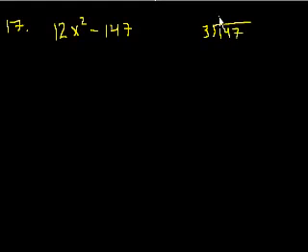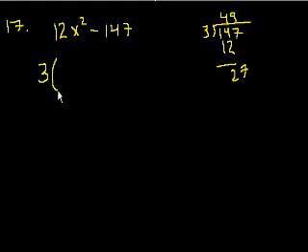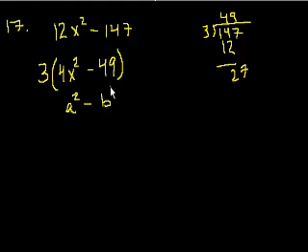147, let's work it out. 4 times 3 is 12, 27, it's 49. So we can factor 3 out of this. It becomes 3 times, what's 12 divided by 3? 4x squared minus 147 divided by 3, which we just figured out was 49. And now this once again looks just like a squared minus b squared, where a would be 2x and b would be 7, right?